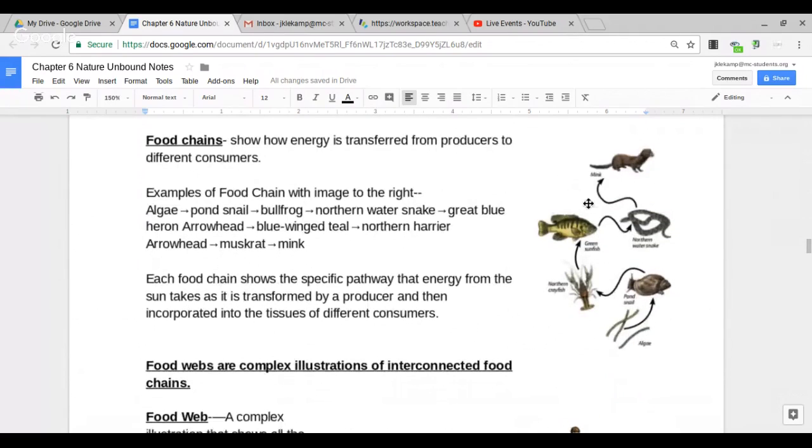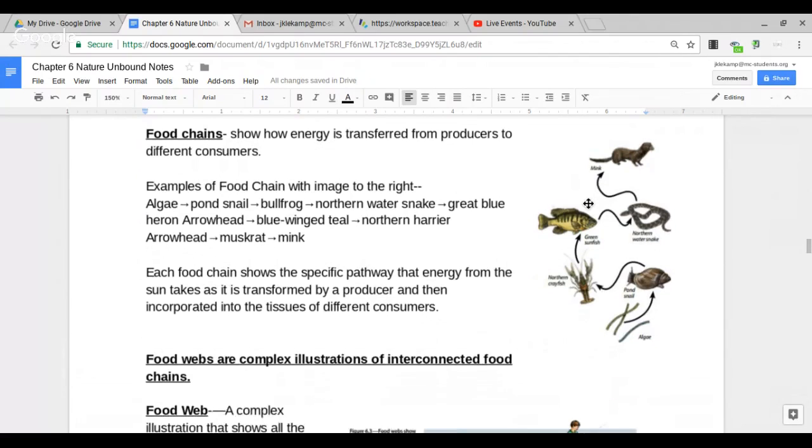When we look at food chains, they're very simple to understand. It just shows how energy is transferred from producer to consumer to the next consumer throughout a pathway. So each food chain shows a very specific pathway that energy takes from the sun, gets transformed into that glucose stored within the molecules within the cells that are being consumed by consumers and so forth, passed on.